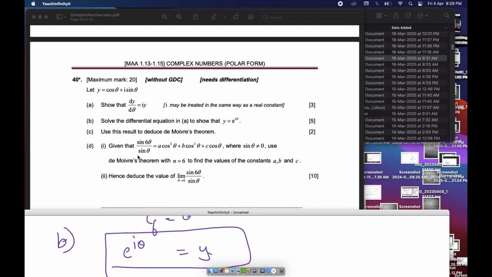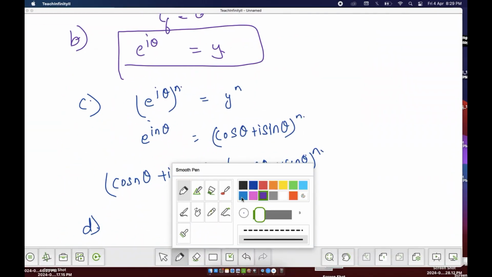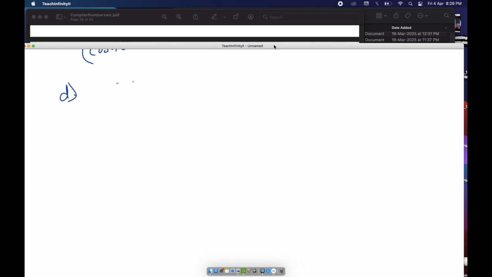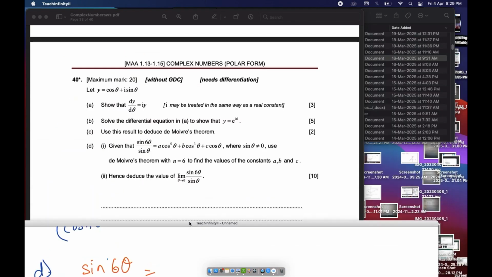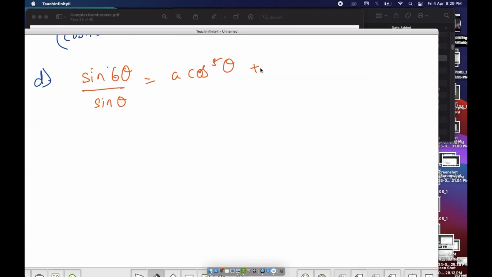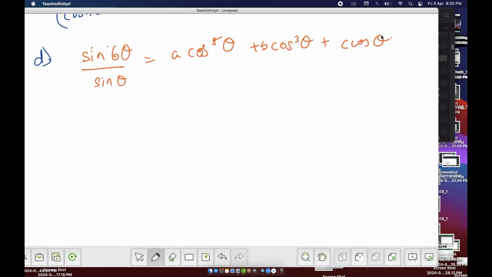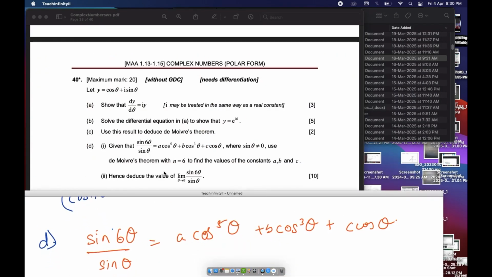So this is a different question only. I don't think this has anything much to do with the earlier one. Change this again into some other color. So D part. Given that sin 6 theta over sin theta is equal to a cos to the power 5 theta plus b cos cube theta plus c cos theta, let's derive it. We put n equal to 6, use de Moivre's theorem with n equal to 6 and get this.